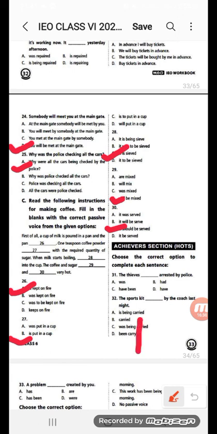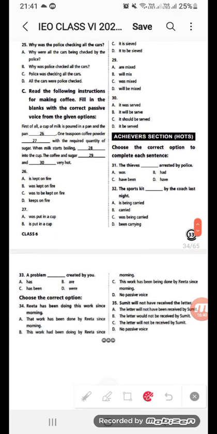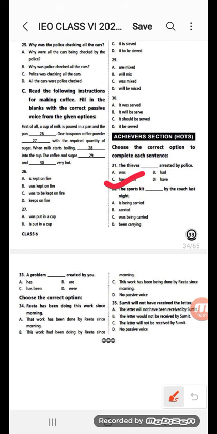Okay, let us move towards the next exercise, that is the achievers section, HOTS. We have to choose the correct option to complete each sentence. Number 31, the thieves have been arrested by police. Number 32, the sports kit was being carried by the coach last night. A problem has been created by you.